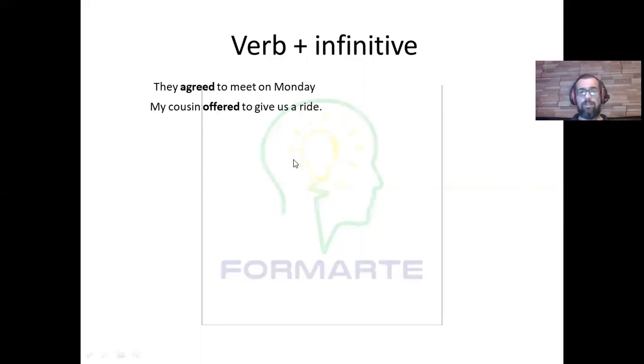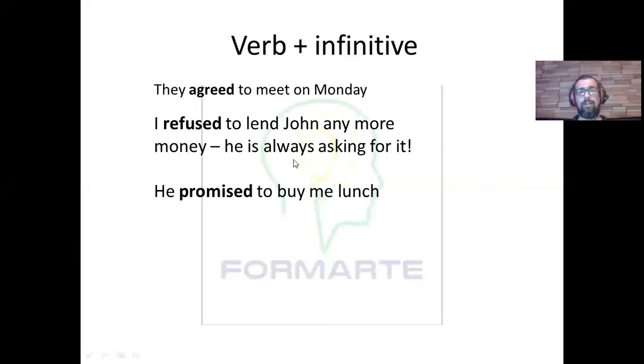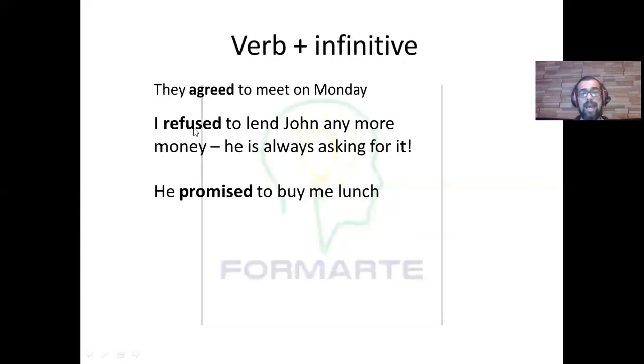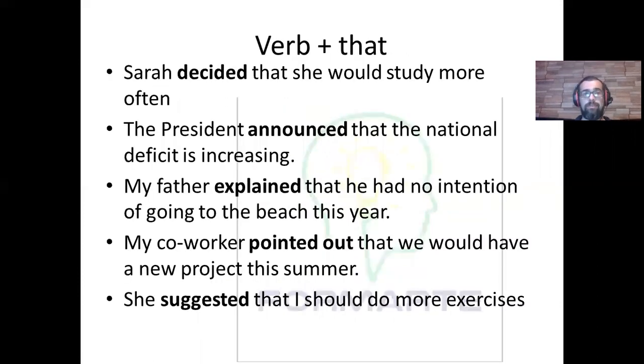So let's go to the other example. Well, we have a little bit more verbs talking about verb plus infinitive. Well, agreed. They agreed to meet on Monday. I refused to lend John any more money. He's always asking for it. Or the verb promised, right? He said he promised to buy me lunch. So those are verbs that we use with just the infinitive after the verb, right? Now let's go with the other one.